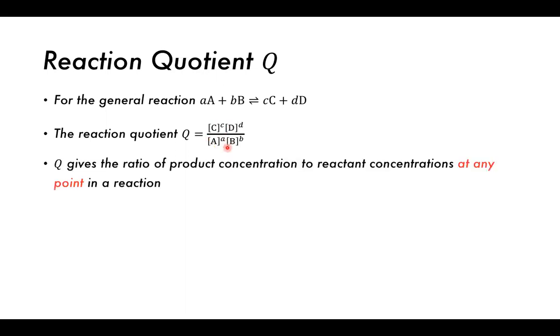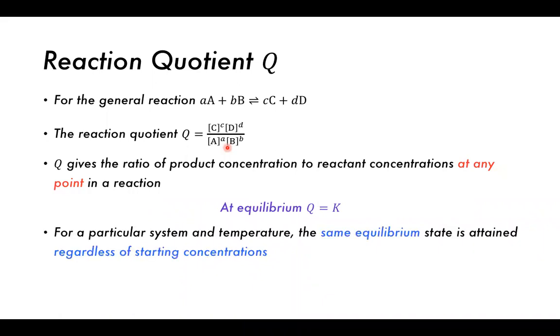Q gives the ratio of product concentration to reactant concentrations at any point in the reaction. So it's not just going to be at equilibrium. It could be at the very start of the reaction when we only have reactants and no products, or it could be somewhere along the middle as we're reaching equilibrium. So at equilibrium, Q is going to be equal to K. That's an important thing to consider, because no matter what, Q and K are very much related. In fact, K is really just a special case of Q, which is at equilibrium.